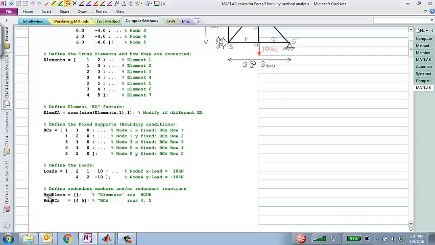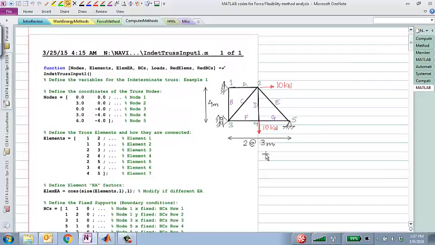I have something that says define the redundant members or redundant reactions. So typically, for an indeterminate truss, you would have to pick what things you want to make redundant. In this particular case, I am saying that the reactions at 5x and 5y are the redundant things. But that's not necessary. I could just as well pick something else.